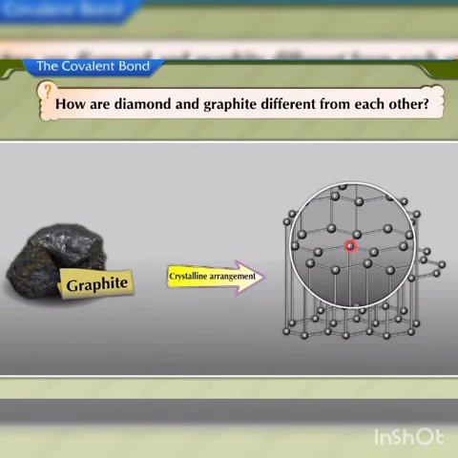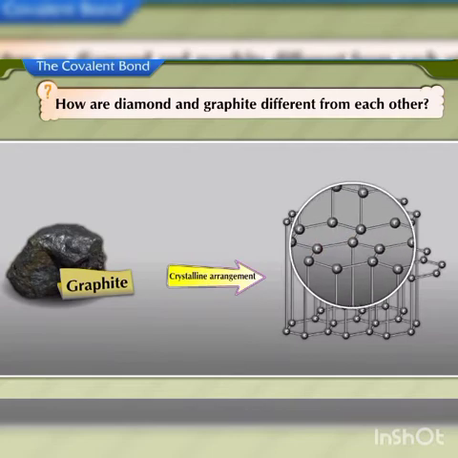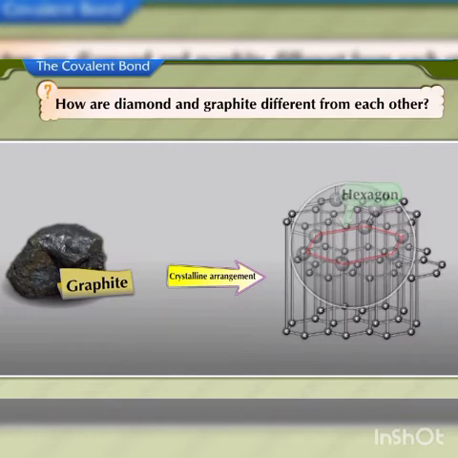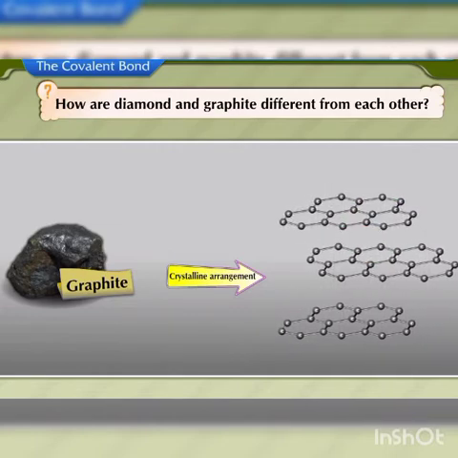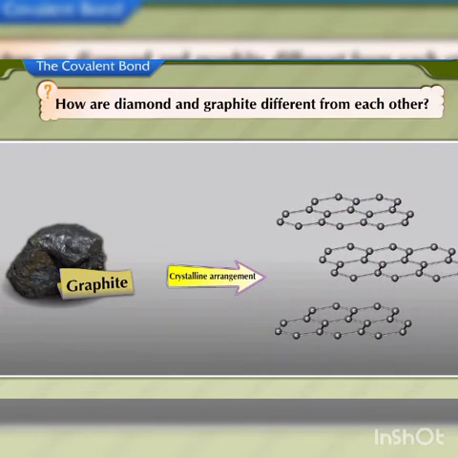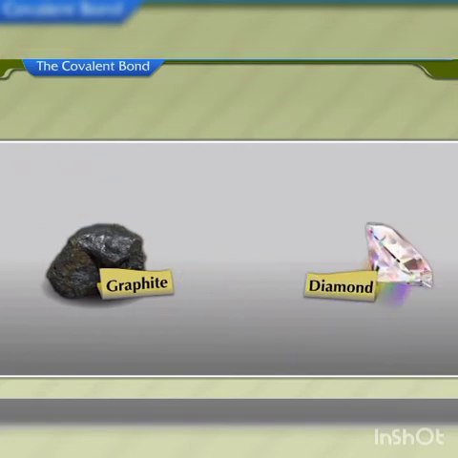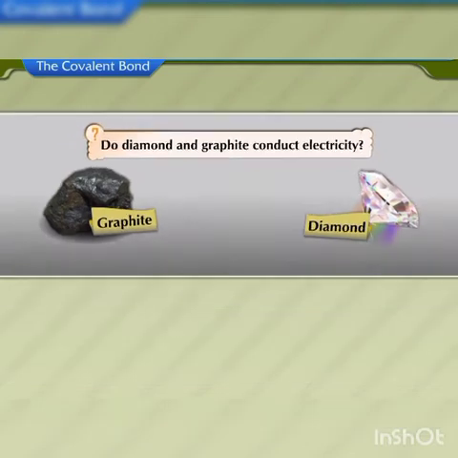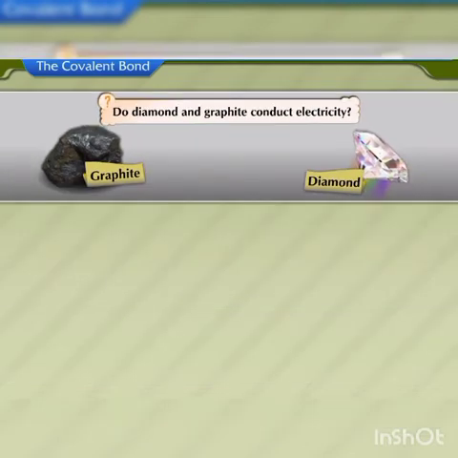On the other hand, each carbon atom in graphite is covalently bonded to 3 other atoms of carbon, forming layers of linked hexagons. These layers are held by weak forces and can slide over one another, making it a comparatively soft substance. Do diamond and graphite conduct electricity? Let us perform a small experiment to know this.